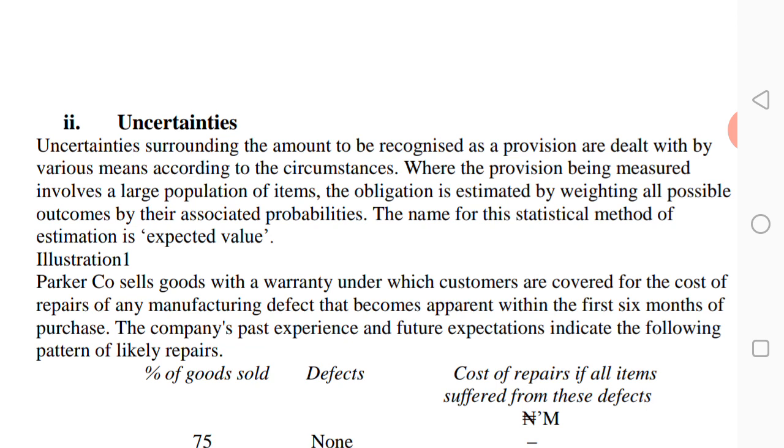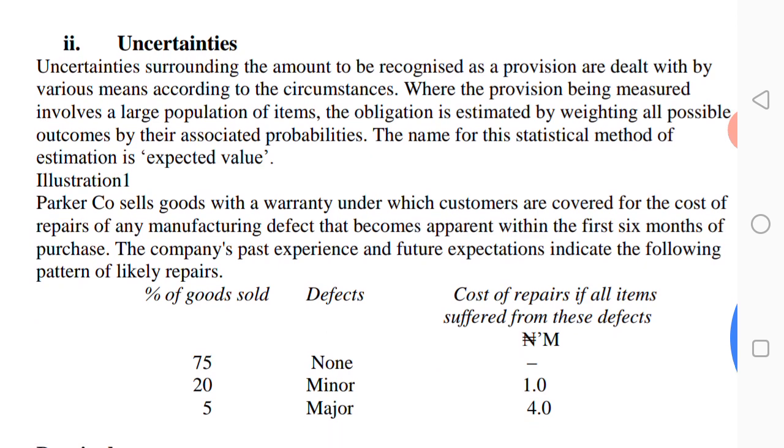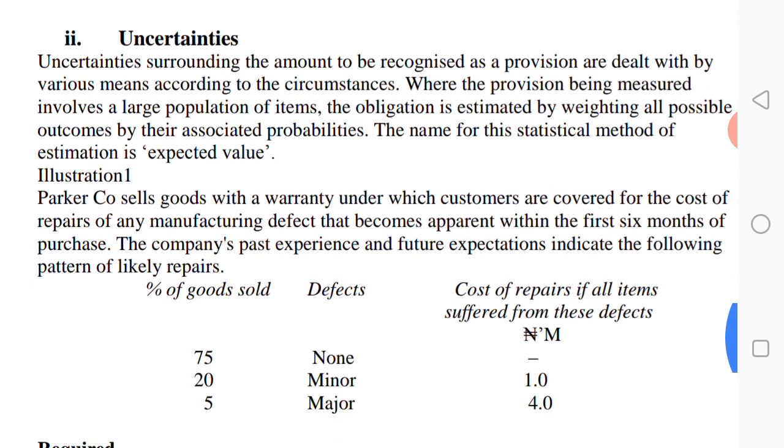So before you can say this is a provision, you must weigh all possible outcomes. Okay, you have 5%, you have 2%, that something will occur, something will not occur. You have to weigh everything, the weighted average. Then that is when you now recognize them. So when there is uncertainty in the future, that is called expected value. So you use expected value. So let's look at an illustration just to explain better when it comes to uncertainty.